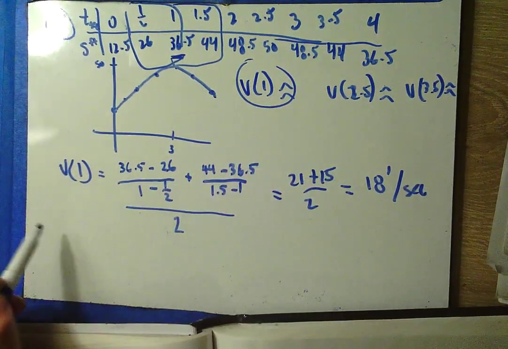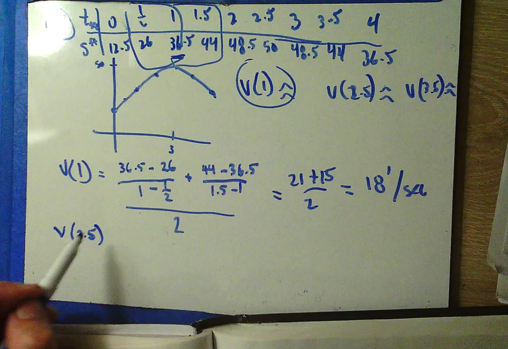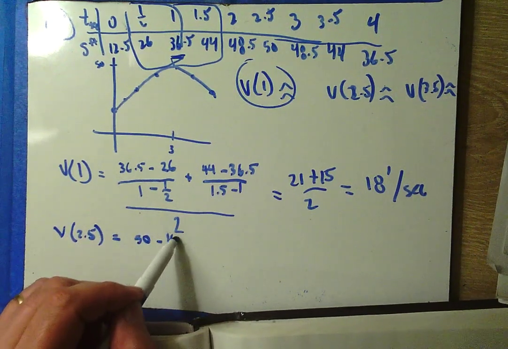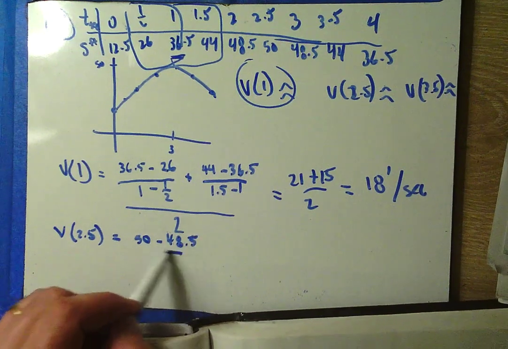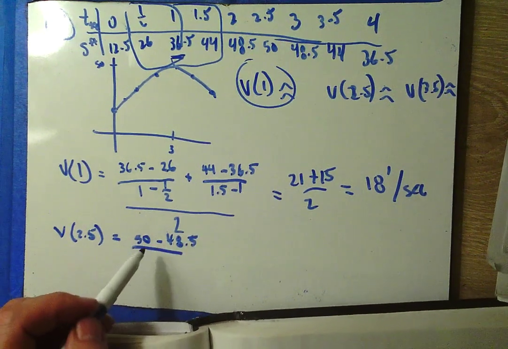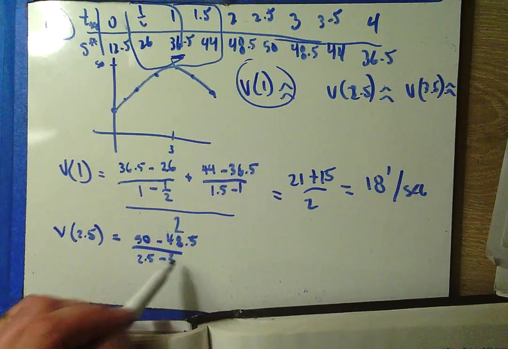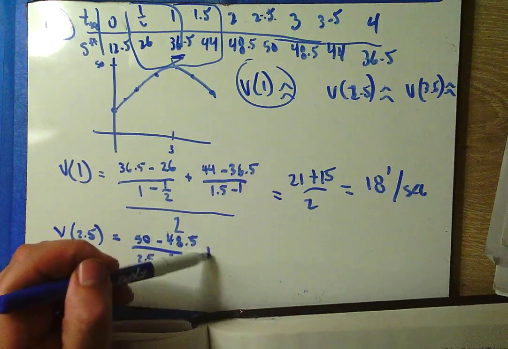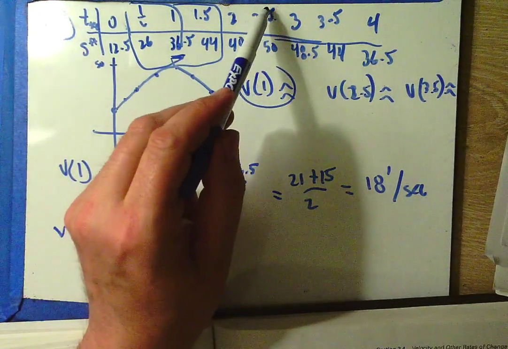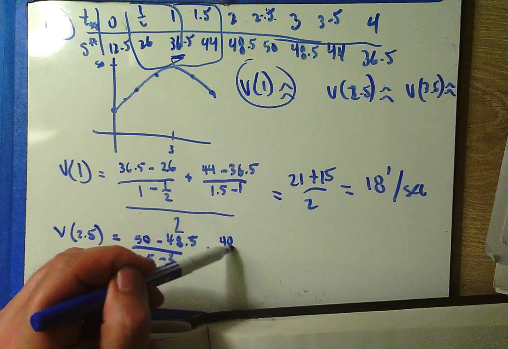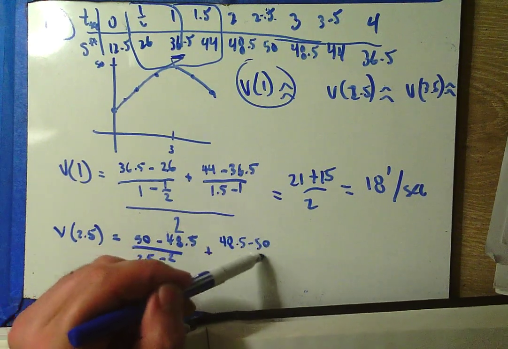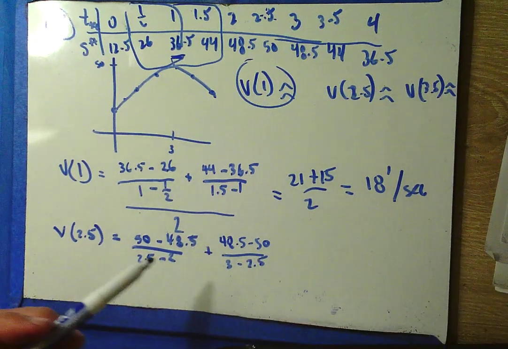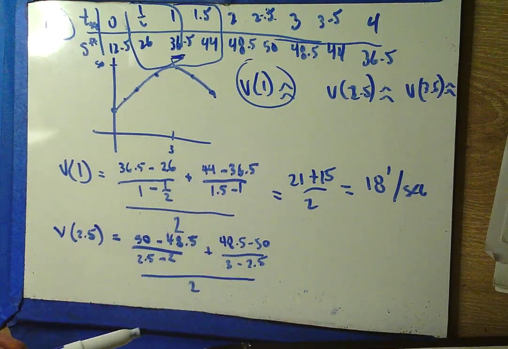I'm going to repeat this process for v of 2.5, and when I do that, I'm going to have 50 minus 48.5 over 2.5 minus 2. That's going to be the average velocity from 2 to 2.5, and then I'm going to use from 2.5 to 3: 48.5 minus 50 over 3 minus 2.5. And remember, I want to add these two and divide by 2.